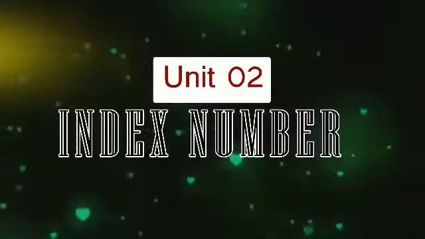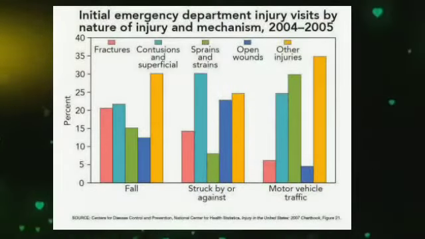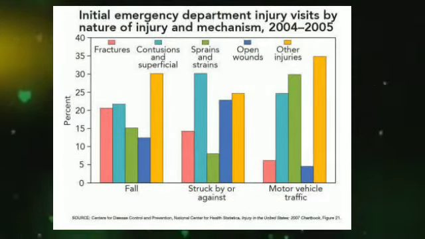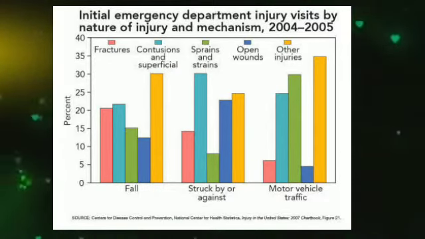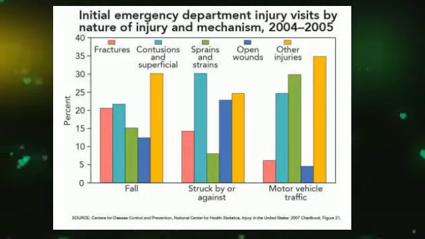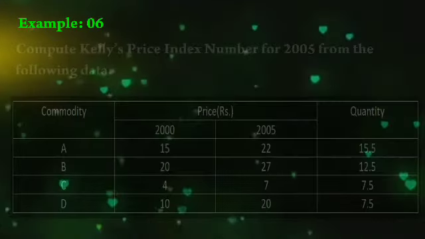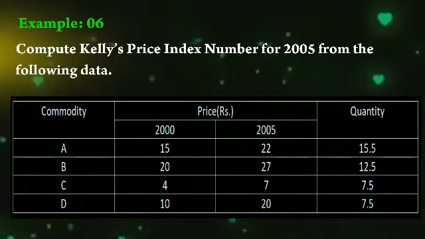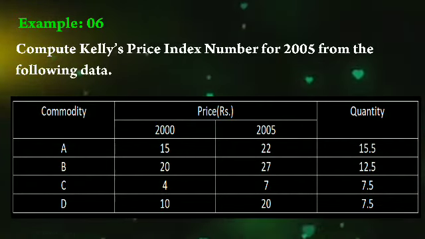In the previous session, we constructed different index numbers based on the first 5 formulas, that is Laspeyres', Paasche's, Dorbish-Bowley's, Marshall-Edgeworth's and Fisher's price index number. In today's session, let us also construct index number based on Kelly's index number formula. So example number 6. Compute Kelly's price index number for 2005 from the following data.